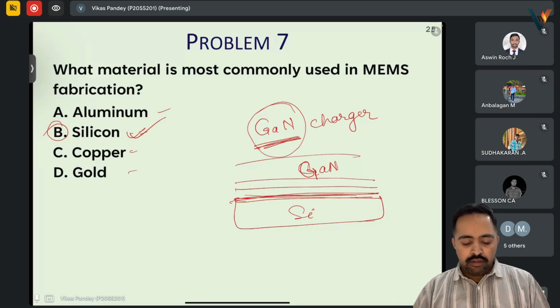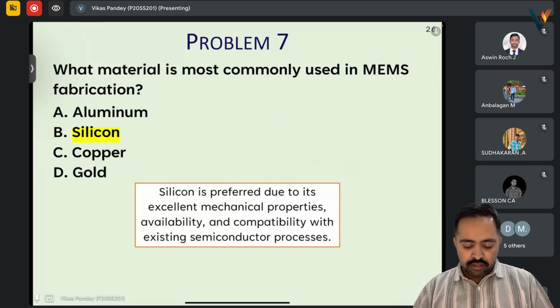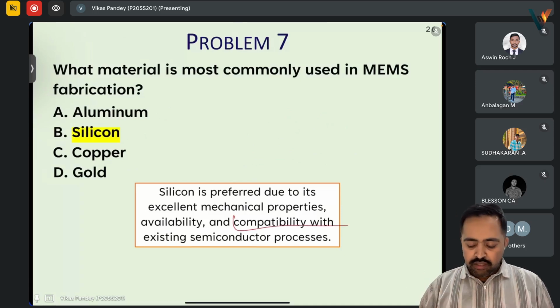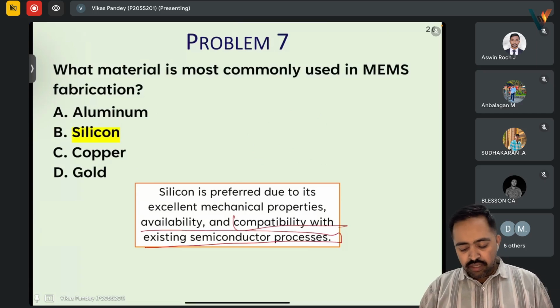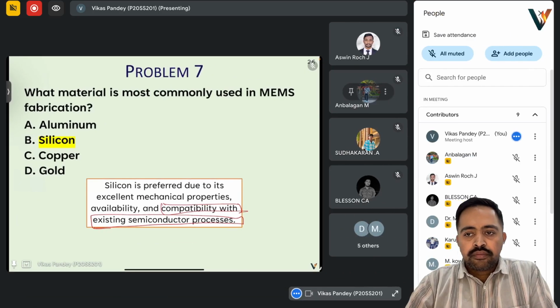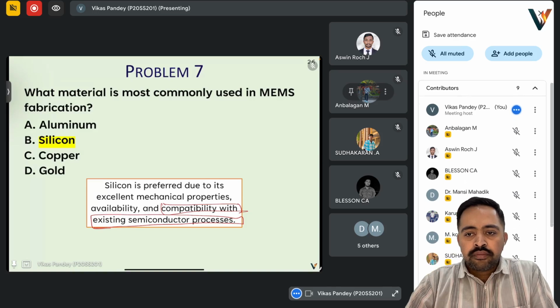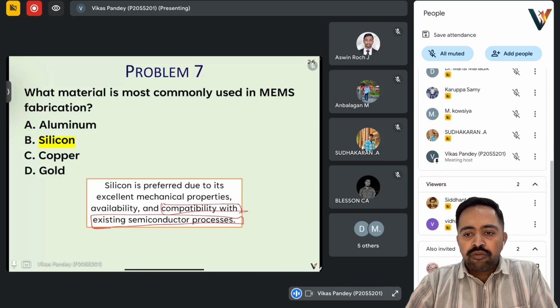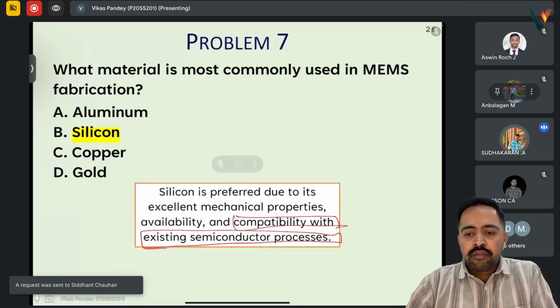Yes, any questions still here? Main reason is compatibility with existing semiconductor processes. Yes. Any questions or anything you would like to add? Anyone? Okay. Can we move further? Yes, sir. Yeah.